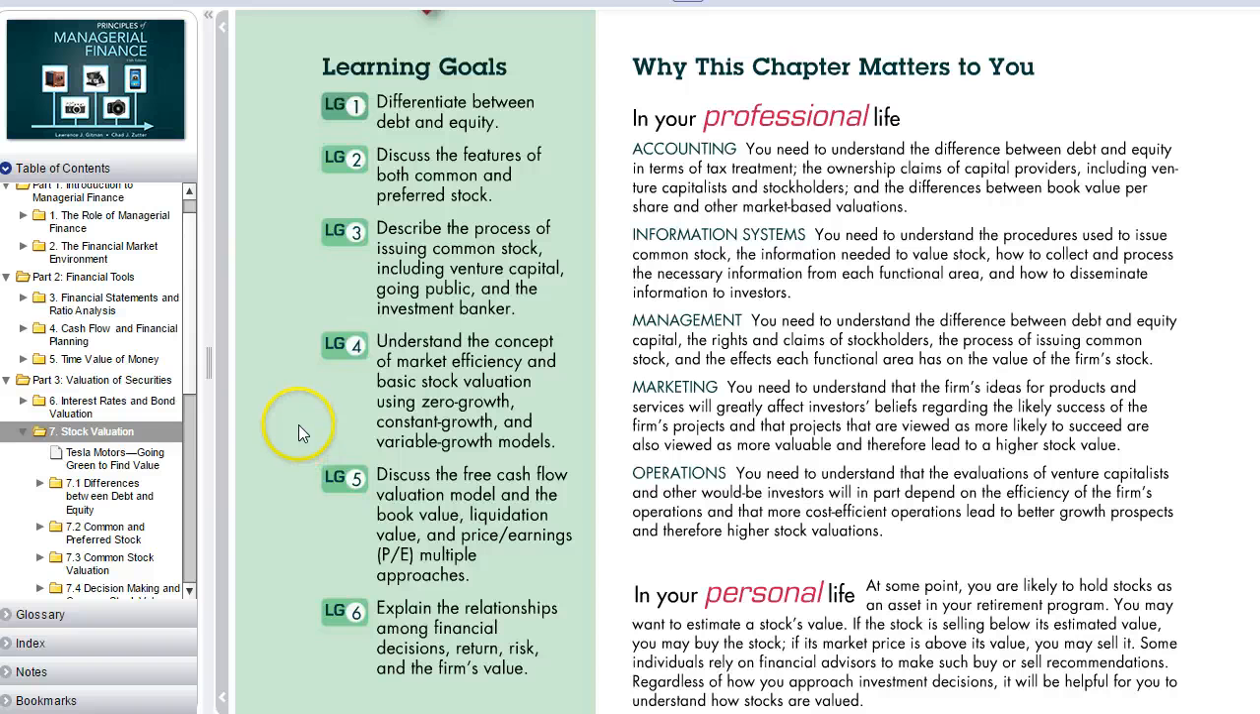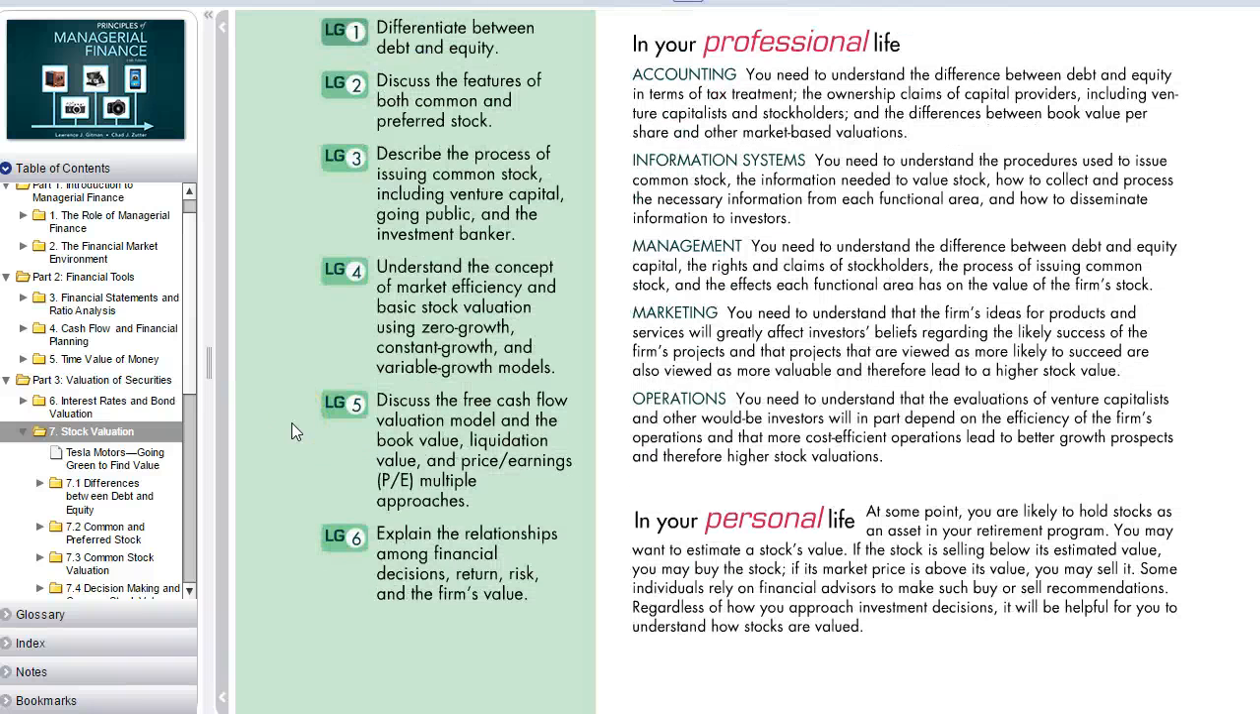It looks at different methods of valuing stock, which are zero growth, constant growth, and variable growth, which are models that utilize a dividend rate. And then we talk about using a free cash flow model or book value or liquidation valuation to value stocks. So it's just really an introduction to stocks in general.